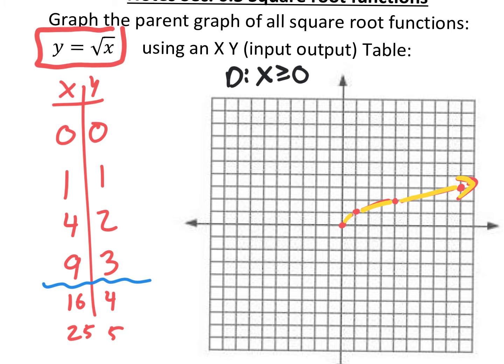Let's talk about range. What's the range? Y is greater than or equal to 0. Perfect. Because the graph does exist at the y value of 0 and above, so greater than or equal to 0. All right, cool.